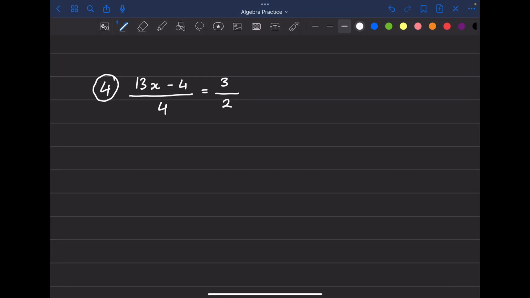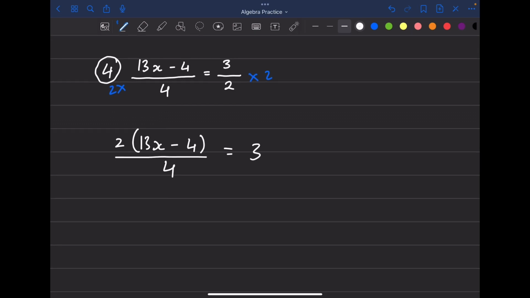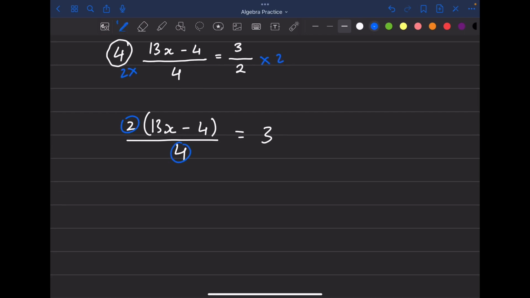The last question, this time we got 13x minus 4 over 4 is equal to 3 over 2. So once again, we don't like numbers in the denominator, so we can multiply both sides by 2 first. This will give us 2 times 13x minus 4, all over 4, is equal to 3. Now we can notice that this 2 and this 4 can be simplified. So we can make this 2 a 1 and this 4 a 2.